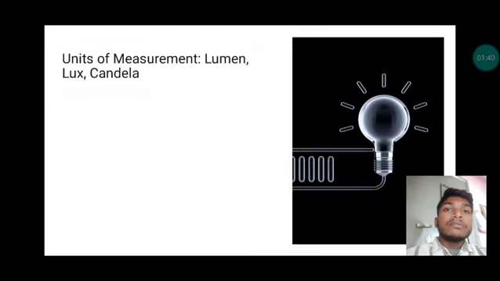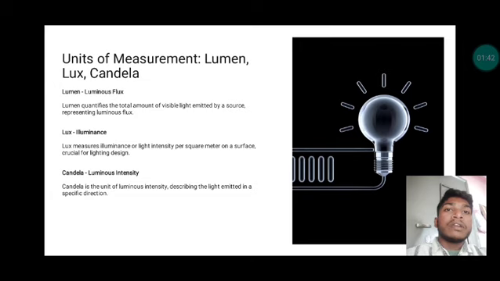Coming to the units of measurement: lumen, lux, and candela. Lumen means luminous flux, the total amount of visible light emitted by a source. And lux means illuminance. Lux measures illuminance, or light intensity per square meter on a surface, for light design. And candela is the unit of luminous intensity, describing the light emitted in a specific direction.